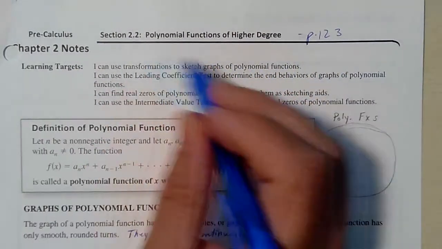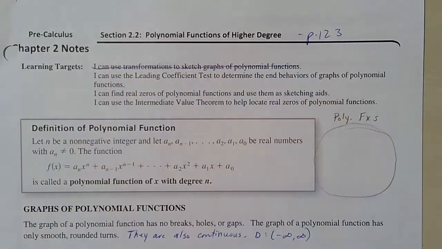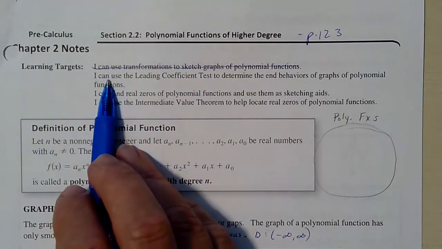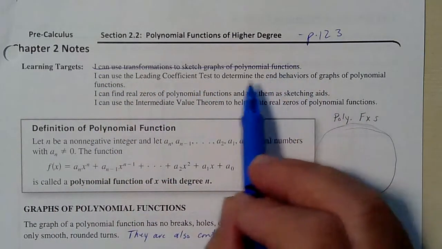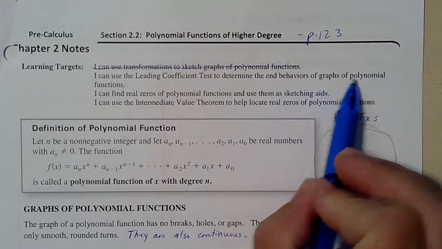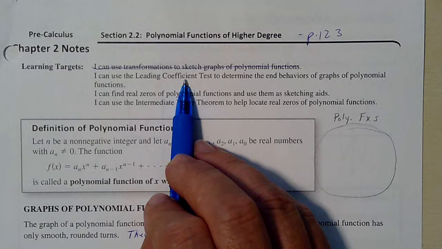All right, we're not going to really use transformation so much for these polynomial functions. So you can ignore that first learning target. Today we're going to focus on these two things right here. I can use the leading coefficient test to determine the end behaviors of graphs of polynomial functions. That's review. You've seen that in Algebra 2. You should pick right up on that once we go through it.